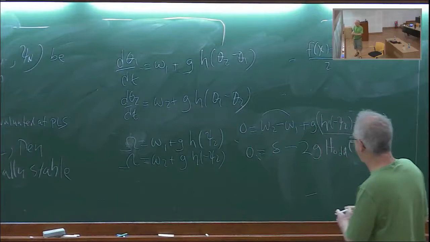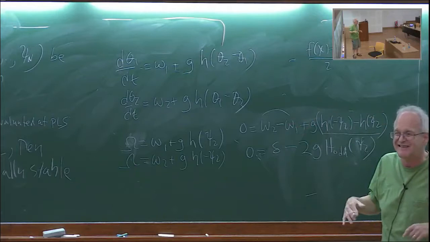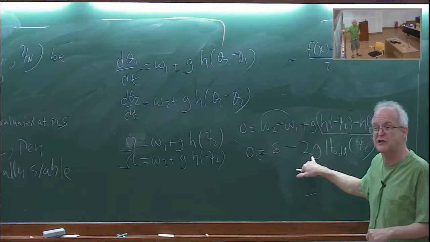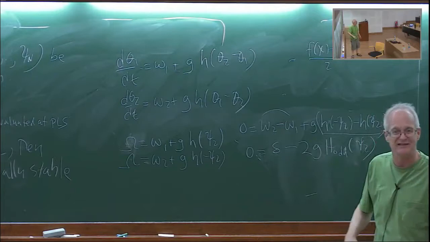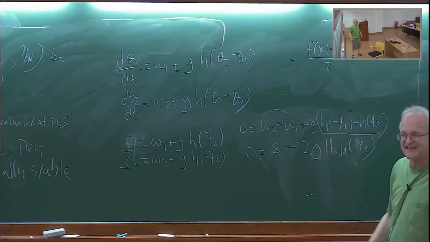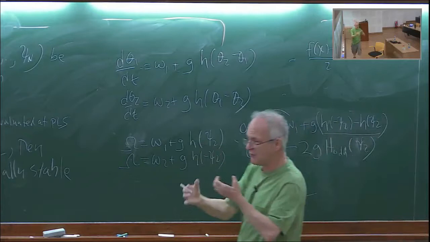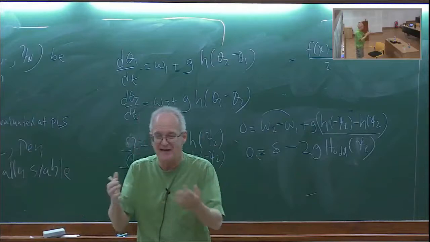Now we'll turn the frequency difference on. H odd is bounded. It's a continuous periodic function, so it has a bound, right? So if delta over g is too big, we can't find the solution. In other words, if delta over g is bigger than the maximum of this, or the minimum, then there's no roots to this. And what happens? These two oscillators just drift apart. They never synchronize, and there's no phase lock solution.